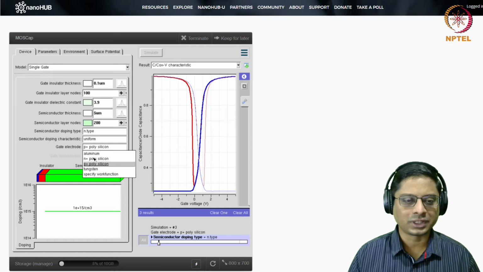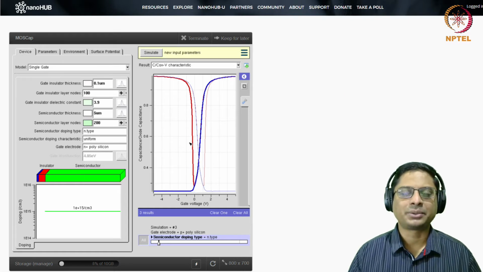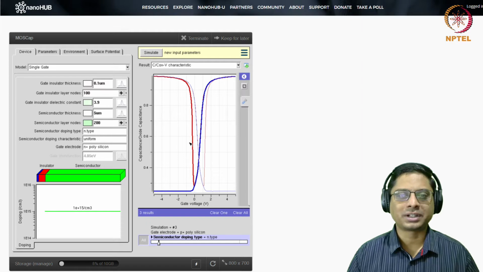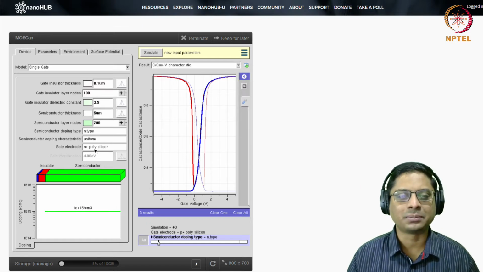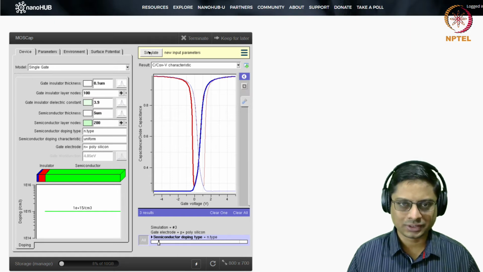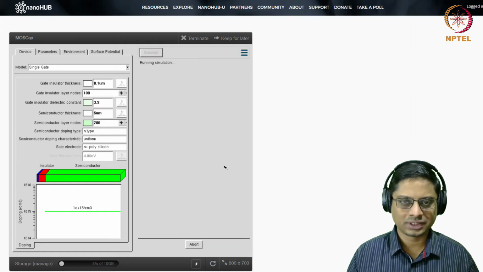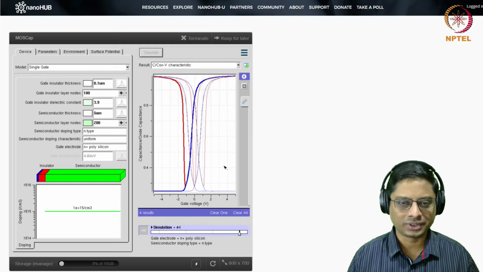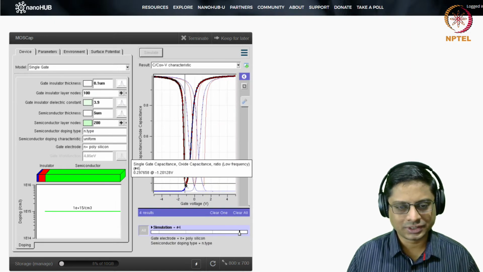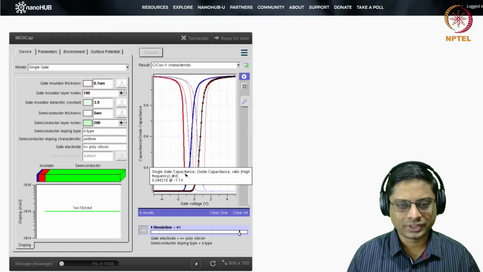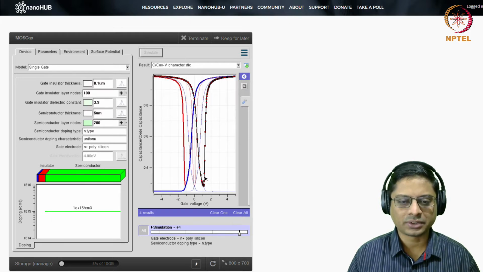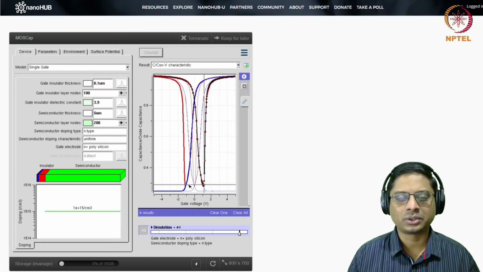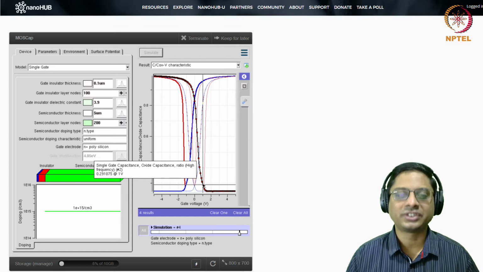But if I use N plus poly, I go with, absolutely, I don't care about the impact of phi ms, but I just want to minimize phi ms. If you do that, you would choose N-type and N plus polysilicon. If you do that, it turns out that it would not be a good thing to do. You see here, so this is your N-type substrate with N plus poly, and this is your P-type substrate with P plus poly. In both these cases, the magnitude of Vt is much higher.